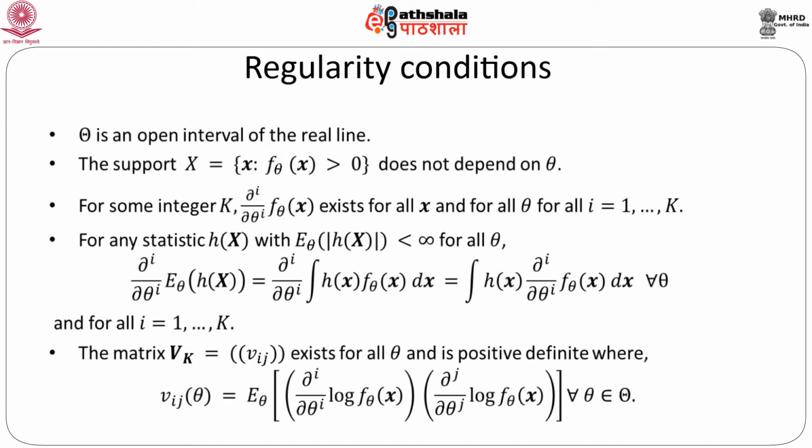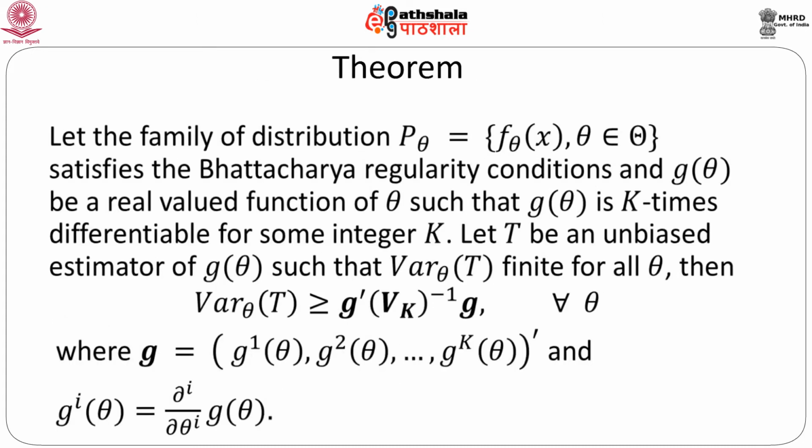The fifth condition is that the matrix V_k, whose elements are v_ij, where v_ij equals the expectation of del to the power i by del theta to the power i of log f_theta(x) into del to the power j by del theta to the power j of log f_theta(x), where theta belongs to script Theta, exists for all theta and V is positive definite. Now we are going to the main theorem.